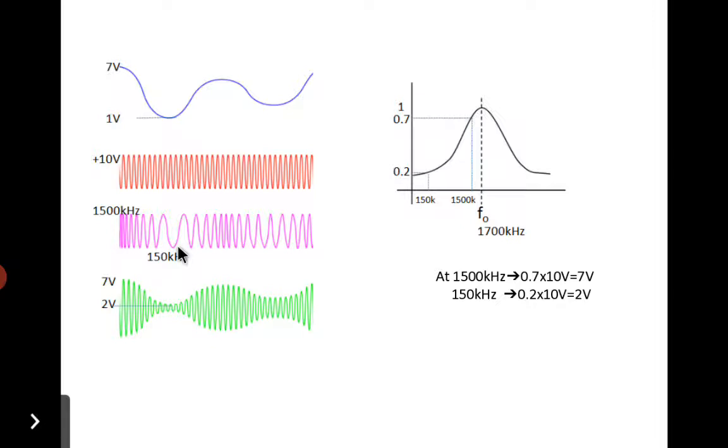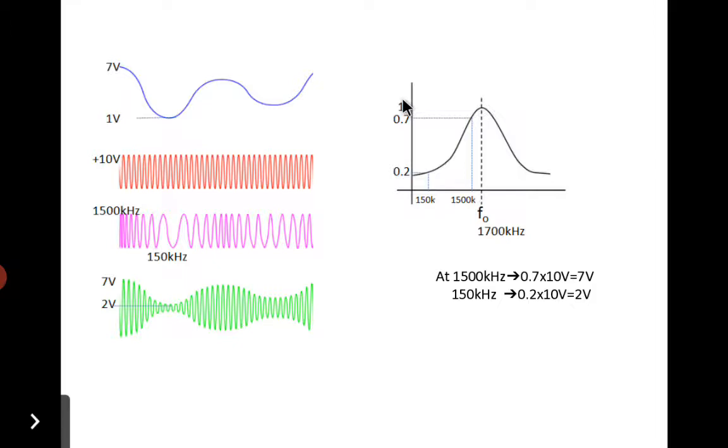Now we will go to the response curve of the tank circuit or a frequency selective network. This is a graph showing gain versus frequency, and here at one particular frequency the amplitude of the output signal becomes maximum, and this frequency is said to be the resonant frequency.